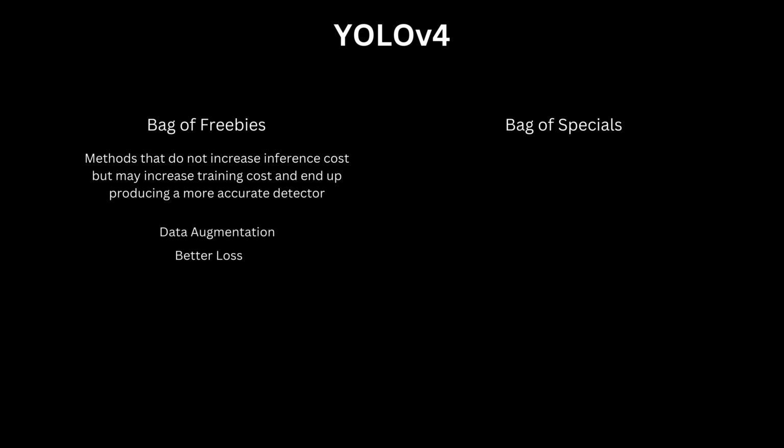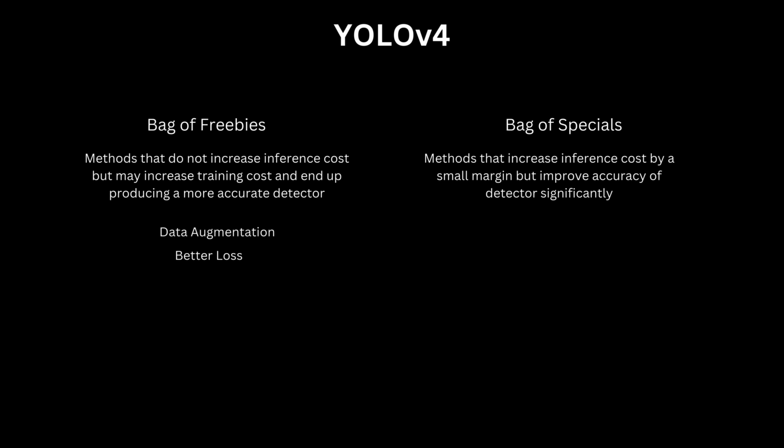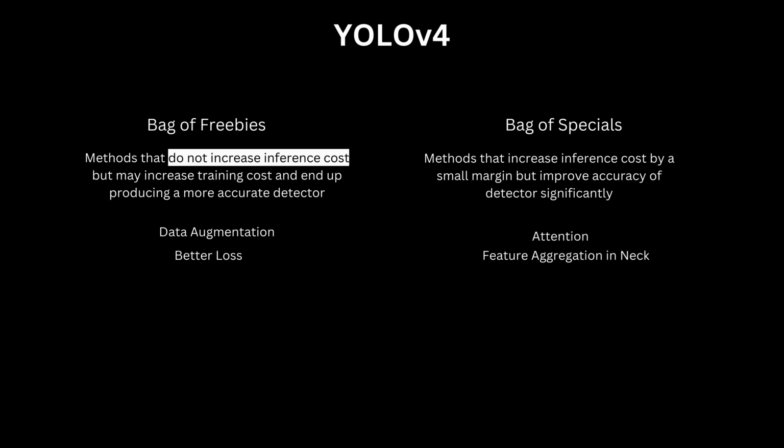The other set, which is bag of specials, refers to methods which increase the inference time marginally but lead to significant improvement in accuracy. Examples of these could be using attention module, adding which will increase the inference cost but also might improve accuracy. Another one would be feature aggregation in neck, which YOLO v3 does using FPN. It definitely adds to the inference cost, but again gives us a more accurate detector. So the key distinction between both of them is how they impact inference cost.